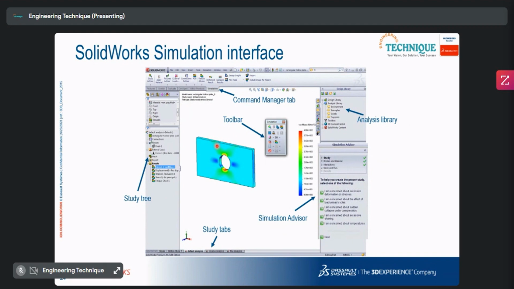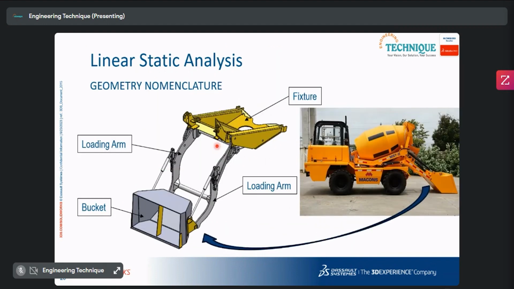Okay, now let's take a case study to understand how this process actually goes. For that, we have taken the assembly of this loader part. If you can see, the loader is fixed here.